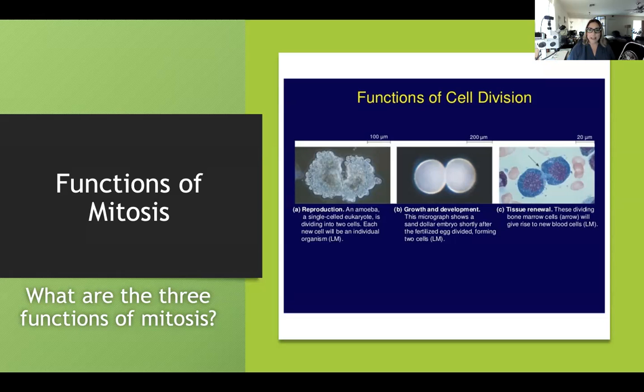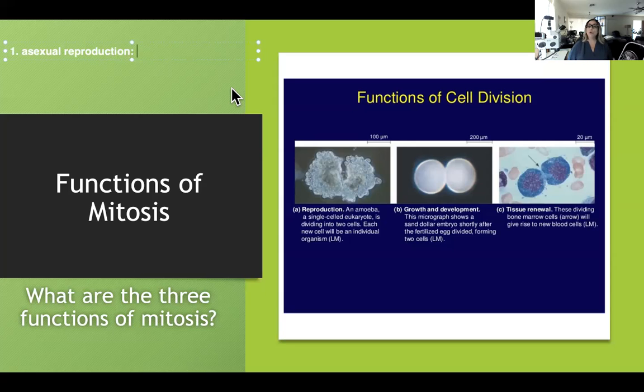Now, looking at the image I have here, the first function of mitosis or cellular reproduction is asexual reproduction. So I'm going to write this down for you, then we'll go into it. So function number one is asexual reproduction.